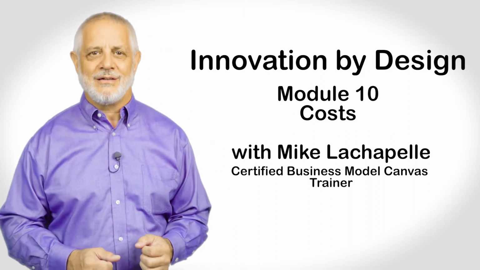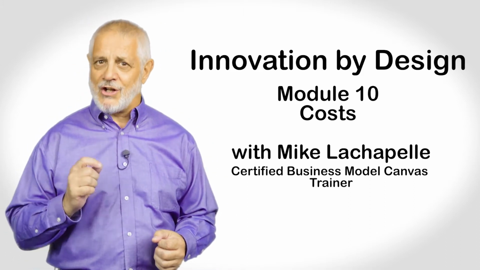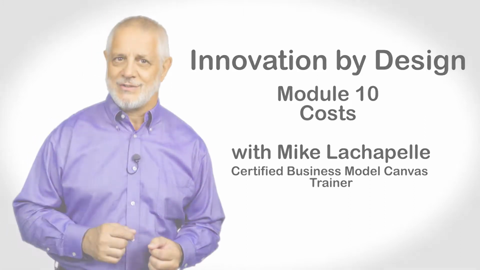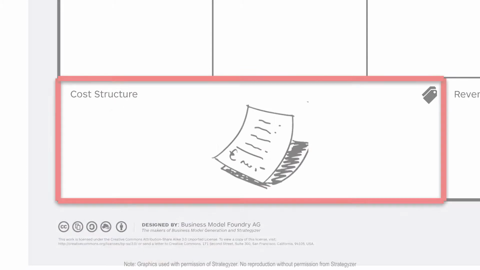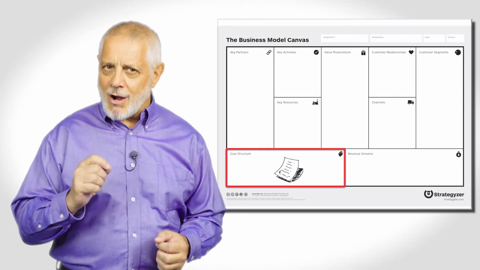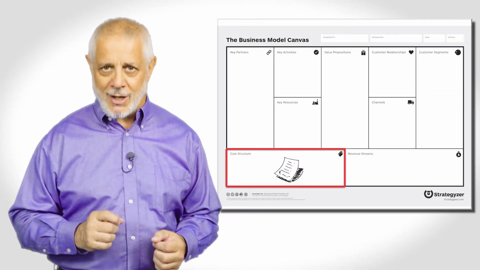This is Module 10. And we've reached the final of the 9 components of the business model canvas. The second half of sustainability area, cost structure. Now, this component is about the costs incurred to operate the business model.